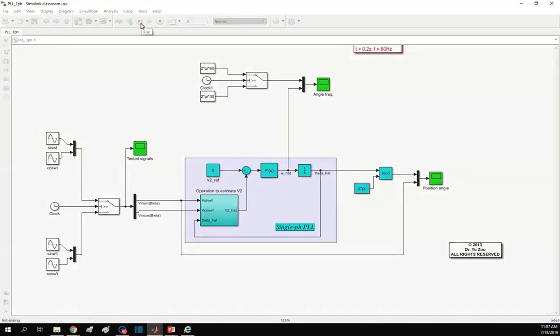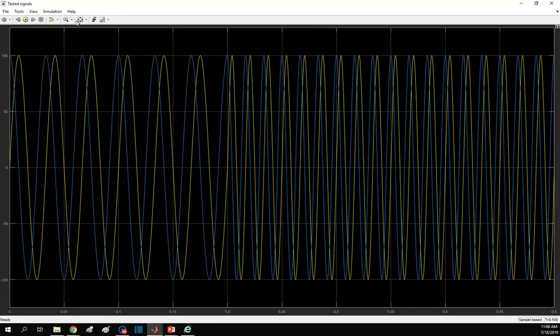We run the simulation for 0.5 seconds. Obviously, we need it to be greater than 0.2 seconds to involve that dynamic. So let's first observe the input signals. The yellow one is our tested signal. The blue one is the orthogonal signal of it. Obviously, you can see that from 0.2 the frequency changed.